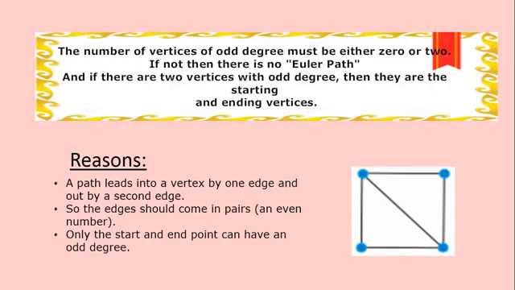Here we have the reasons for that. A path leads into a vertex by one edge and out by a second edge. So the edges should come in pairs. That means we have an even number. Only the start and end point can have an odd degree.